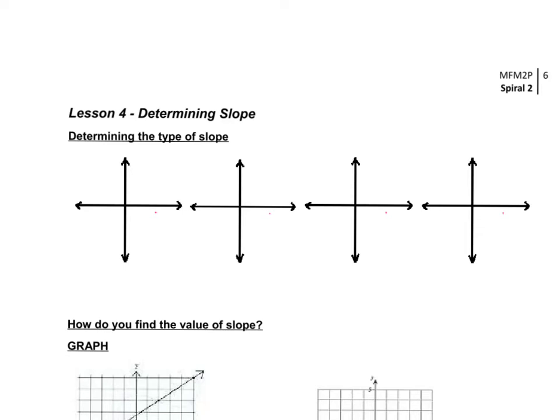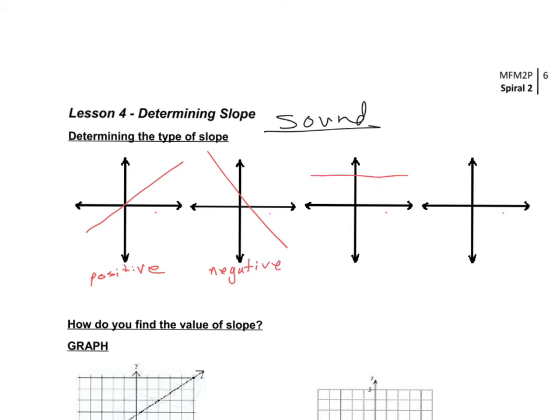So today we're going to be doing a lesson on slopes. Now, a slope or a line that looks like this is a positive slope. A slope or a line that looks like this is a negative slope. A line that looks like this, horizontal, is a zero slope.